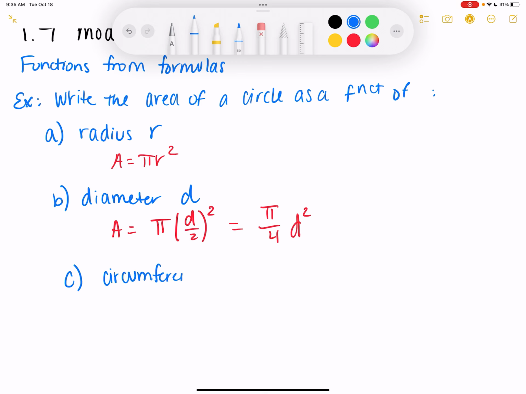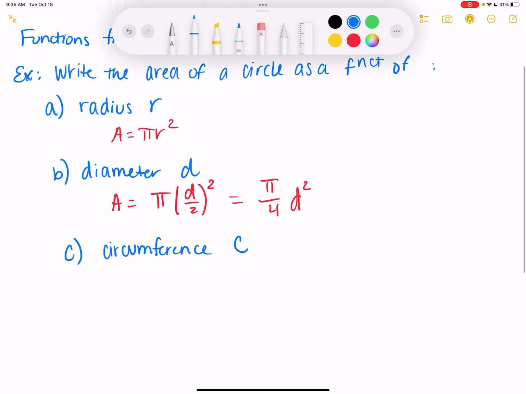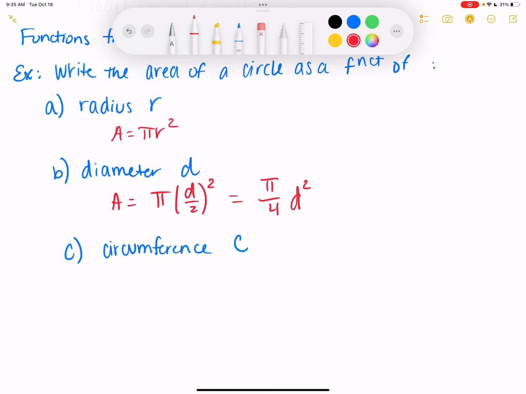Circumference C. So what is the circumference of a circle, first of all? The perimeter, right? Yeah, but what's the formula for it? Circumference equals 2 pi r.